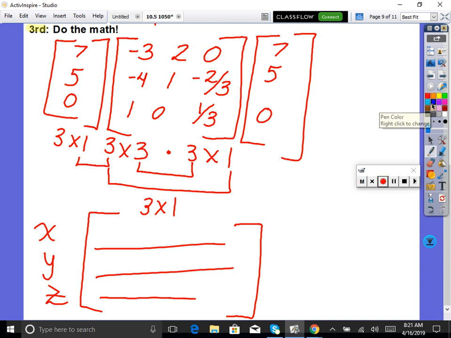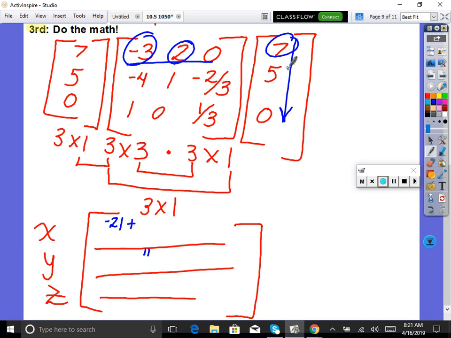All right, here we go. Let's figure out what X is. So you'd say this is the first row, first column. First row times my first column. -3 times 7 is -21, plus 2 times 5 is plus 10, and then 0 times 0 is 0. So we get -11. That's our X.